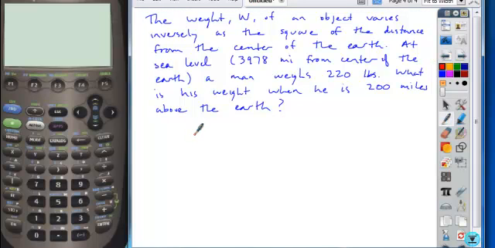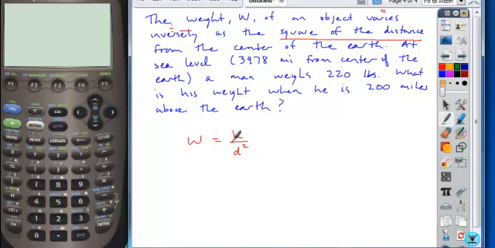All right, so the first thing that we need to do is create the equation that relates this information. So it says the weight, so W, of an object varies, so that translates into equals, inversely. So that means we're taking K and dividing by the next number. Okay, and the next is the square of the distance from the center of the Earth. So we'll call that D squared. Okay, so here's the equation that we're using.